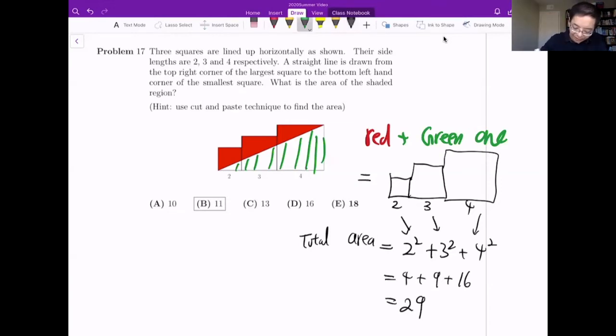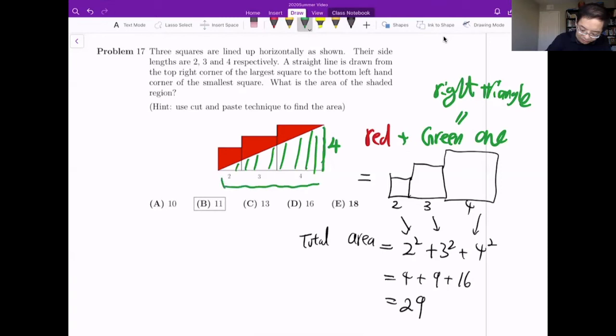Now I calculate the area of the green one. So the green one is a right triangle, right? Okay, so let's see. Here one leg is 4, so this is 4. And this one is what? This is 9, right? So this is 9.